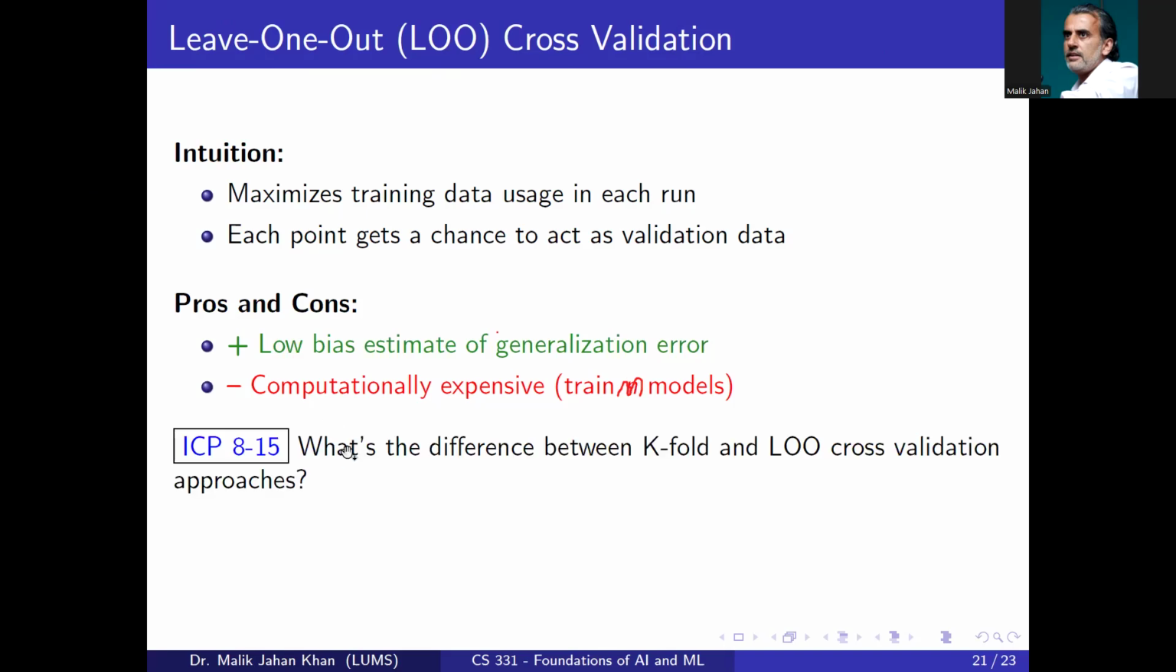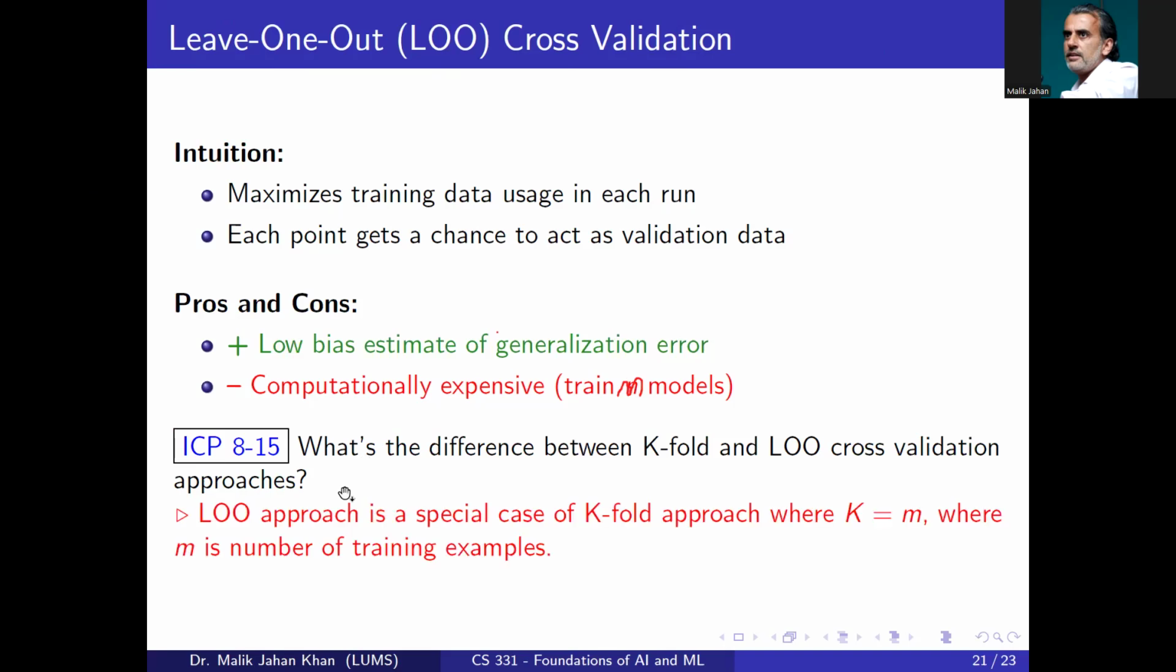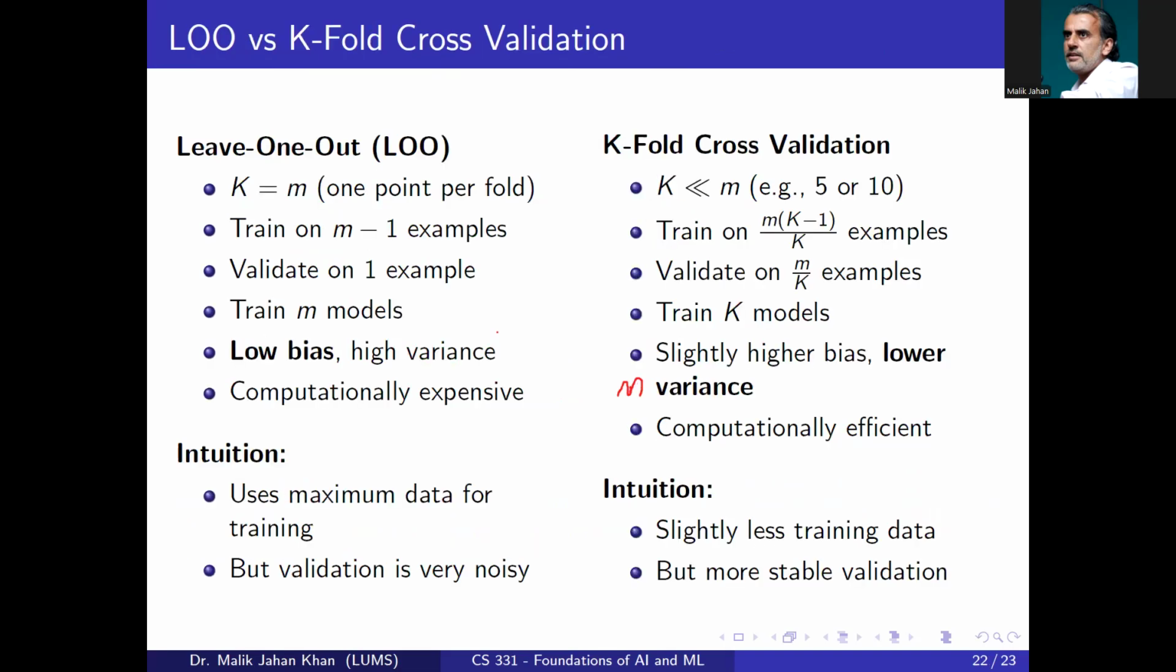So another ICP: what is the difference between K-fold and leave one out cross-validation approaches? If you paused the video, you might have figured out that the leave one out approach is a special case of K-fold, where K is equal to M. K was the number of partitions. So over here, we are dividing our entire set into M partitions because each individual item is going to serve as a partition. So this is a special case of K-fold cross-validation.